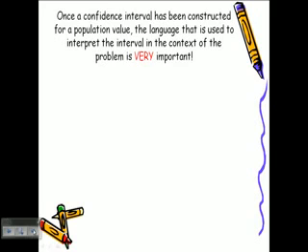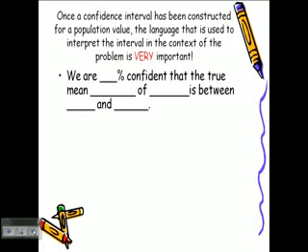Once a confidence interval has been constructed for a population value, the language that is used to interpret the interval in the context of the problem is very important. My class always loves having that fill-in-the-blank statement that they can kind of go in and plug in their values to. So here it is for our confidence intervals.